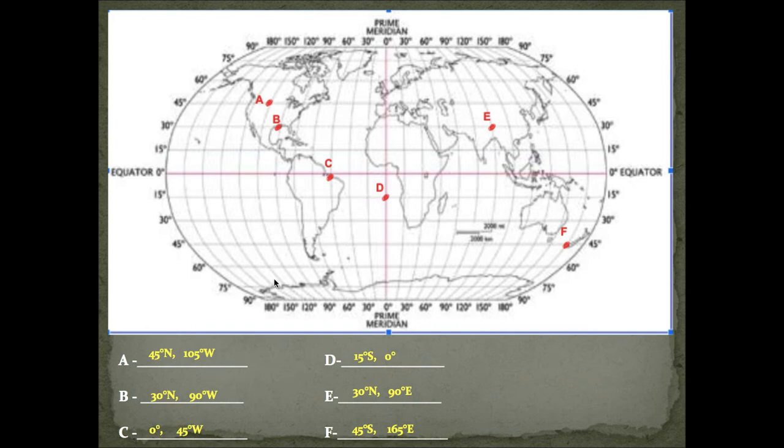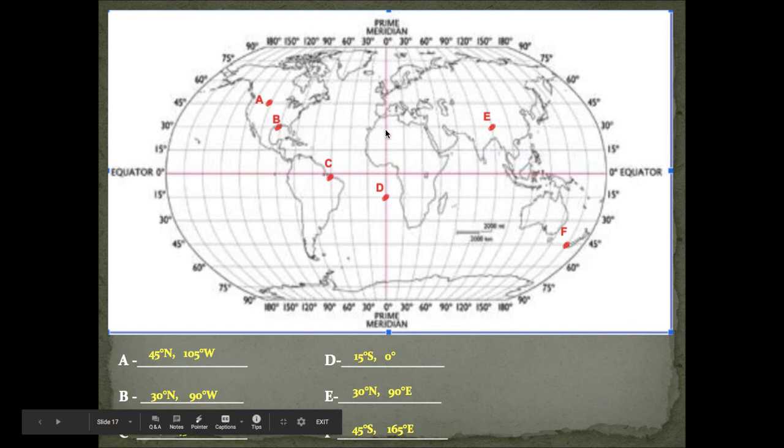Now I want you to take a look at B and E. So here's B, and you're kind of where Louisiana is, and E is kind of like northern India-ish, kind of Himalayan mountain range-ish. All right, these are the same numbers, but they're two different places because I have two different directions. One is to the west of the prime meridian, where B is. One is to the east. So directions are important. You can't just have a number.